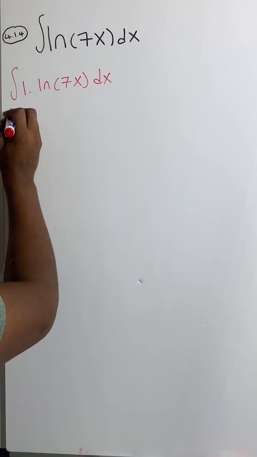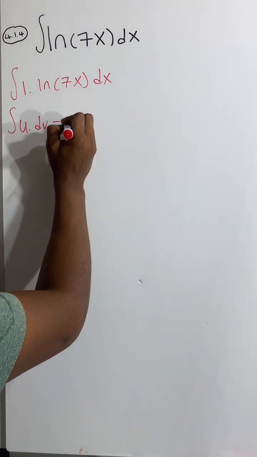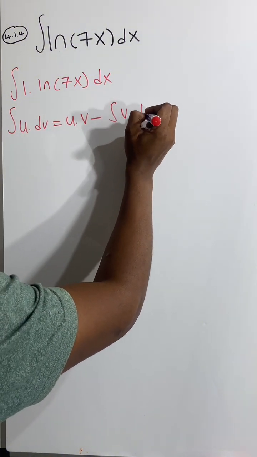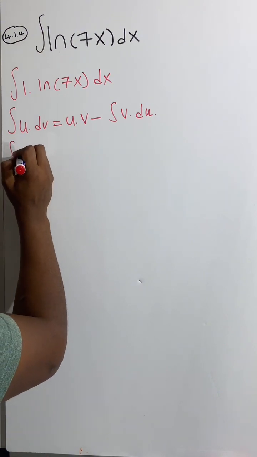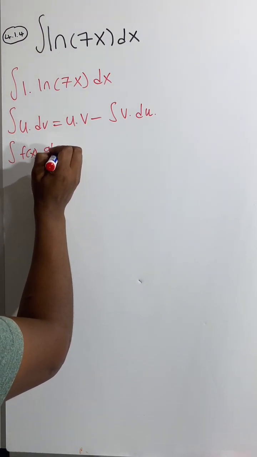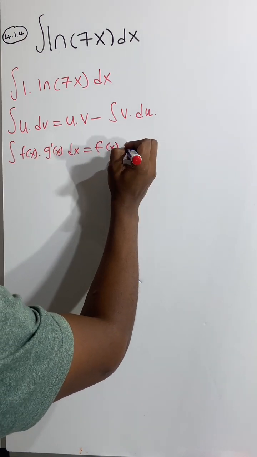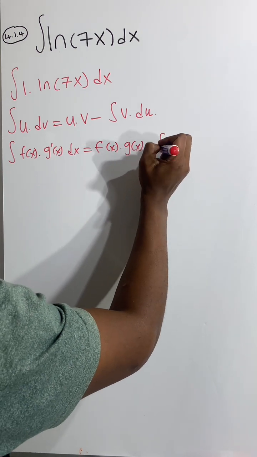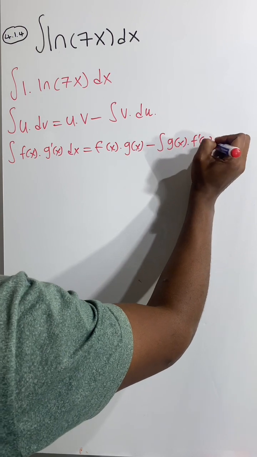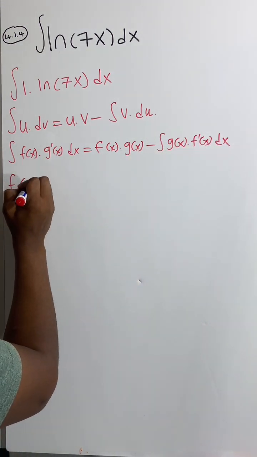So the formula for integration by parts, we have the integral of u multiplied by dv is equal to u multiplied by v minus the integral of v du, or the other formula where we get the integral of f of x multiplied by g prime of x dx is equal to f of x multiplied by g of x minus the integral of g of x multiplied by f prime of x dx.